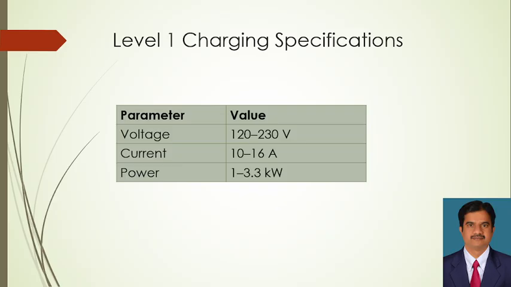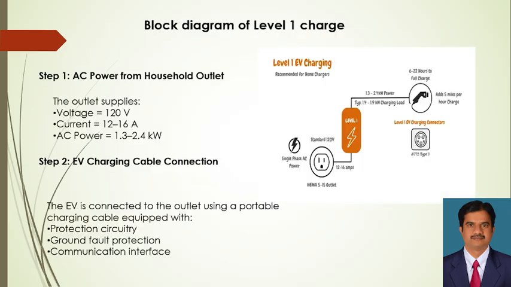So there we can charge our two-wheeler vehicle or four-wheeler vehicle of less than capacity of 1.1 to 3 kilowatt. This is the charging level specifications. This is the block diagram of level 1 charger. Look at the block diagram, or simple diagram. You cannot say this is a block diagram. A simple diagram that shows the level 1 charging. Look at that one. Look at the image.